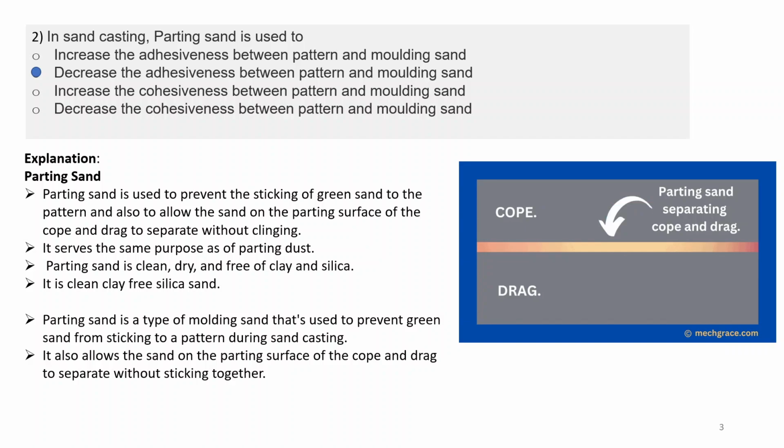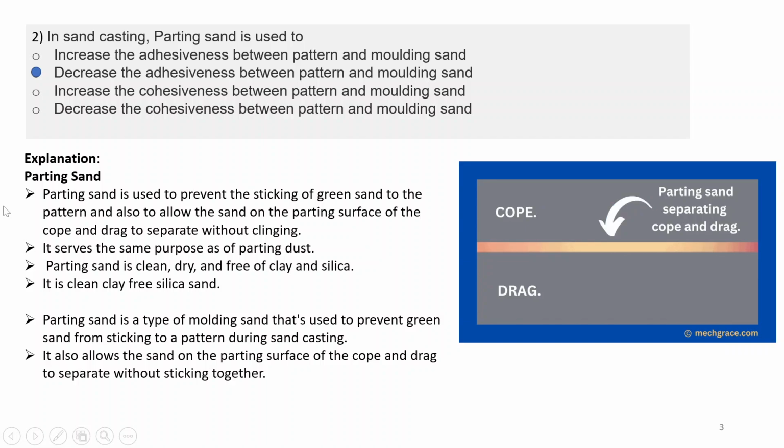Okay, so if you don't use parting sand, what will happen? Your cope and drag will attach with each other, and this might ruin the mold cavity that you have formed. For that purpose, parting sand is required. It is also sprinkled on the pattern for easier removal of the pattern.